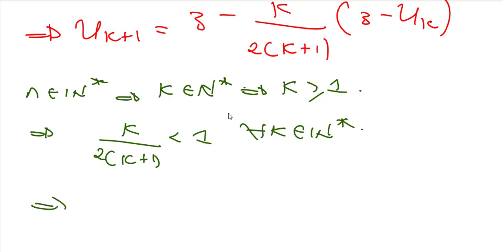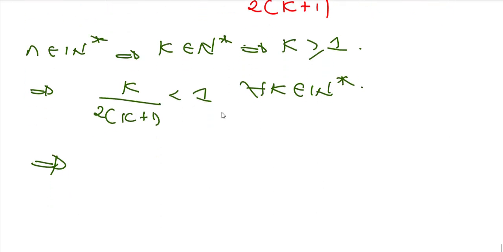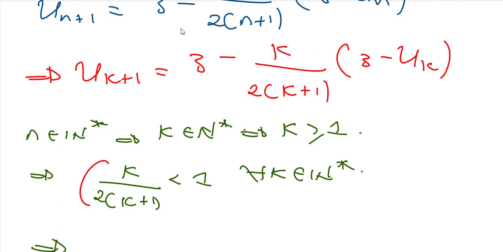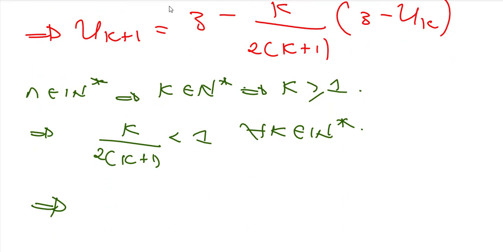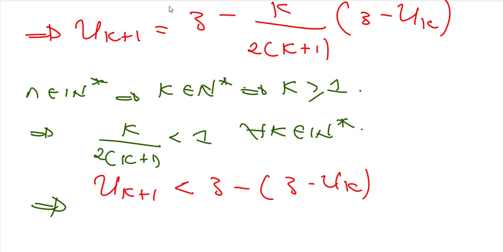But to do this, we are going to introduce an inequality sign using the assumptions above. I'm going to use this case that k/(2(k+1)) is less than 1, and replace it by its maximum value. So uk+1 will be less than 3 minus (3 minus uk). I've taken the maximum value of k/(2(k+1)). So what does this imply? It means we have that uk+1 is less than 3 minus 3 plus uk.